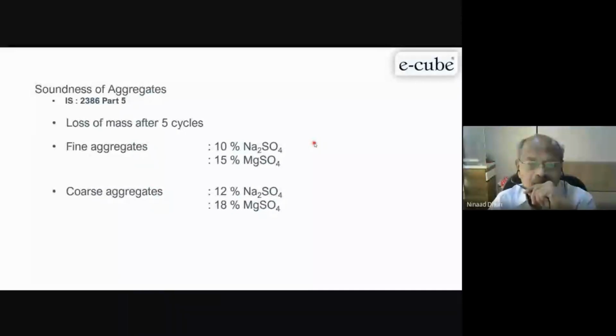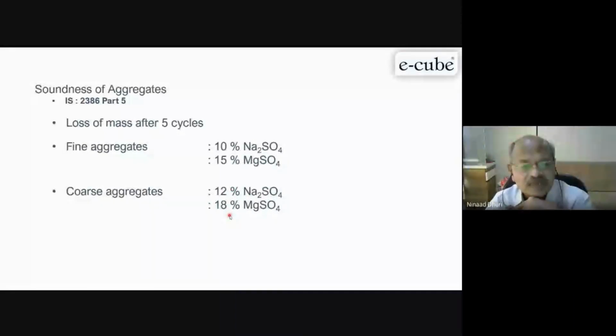If you repeat 5 cycles, you will find aggregates are literally disintegrated. Then whatever fines have been produced, we pass through the particular sieves and see how much loss there is. This is the loss of mass, and it should not exceed 10% for Na2SO4 and 15% for MgSO4. This is for fine aggregate, and for coarse aggregate, it is 12% and 18%.